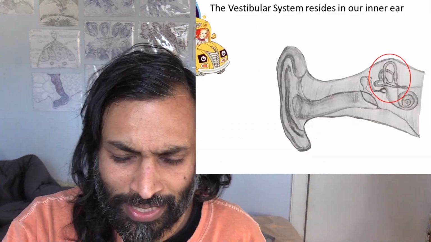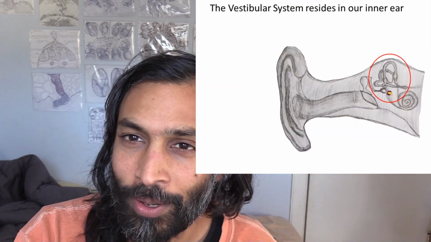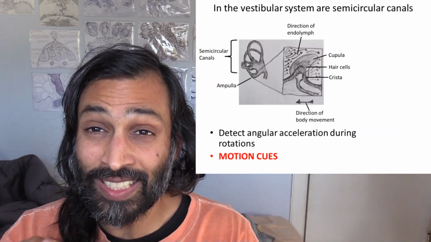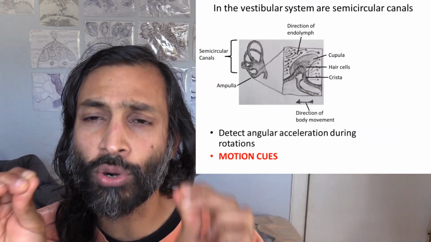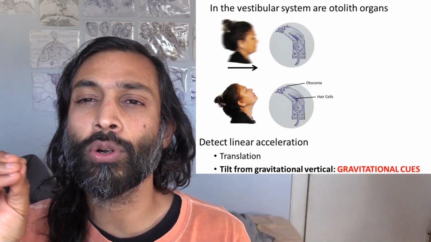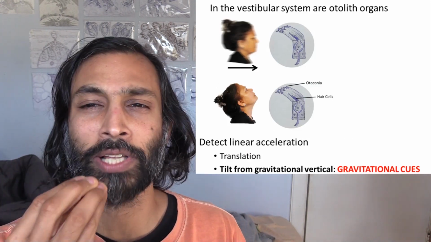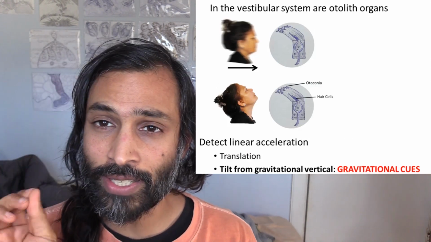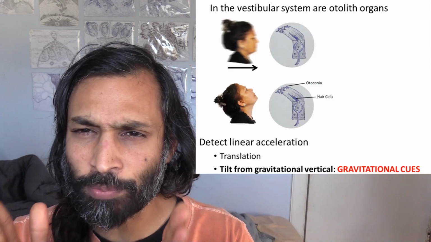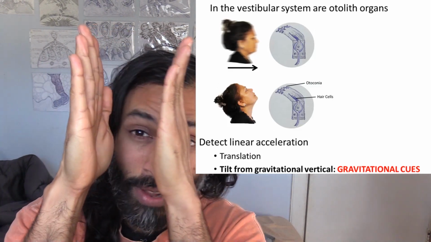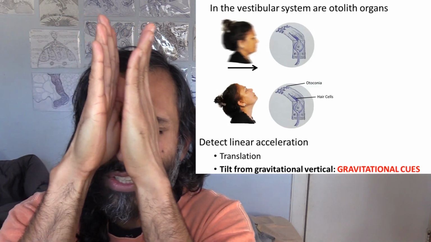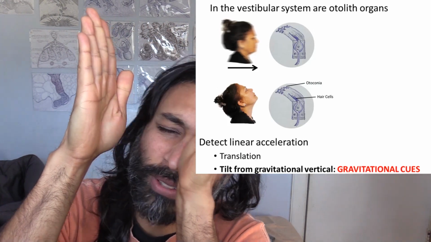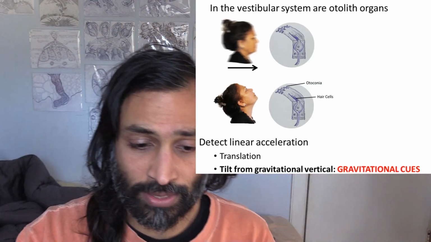Now, the vestibular system, we can take a magic school bus ride to investigate it, resides in your inner ear and has two parts. The first are the semicircular canals, and these detect angular acceleration during rotations. Then the second part are your otolith organs, and these are fine little hairs suspended in gelatinous material adorned by crystals, and they detect linear acceleration. And really, for today's presentation, they detect tilt from gravitational vertical. The more you tilt from gravitational vertical, because gravity is pulling on those crystals, the more those hairs will deflect, telling you where upright is.